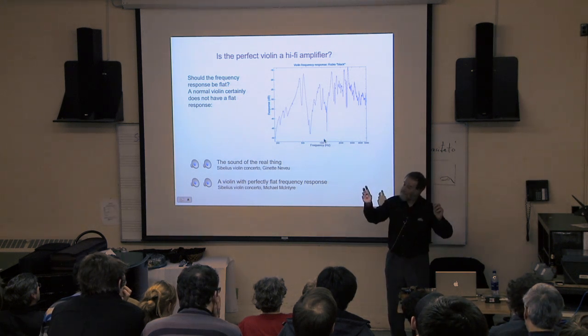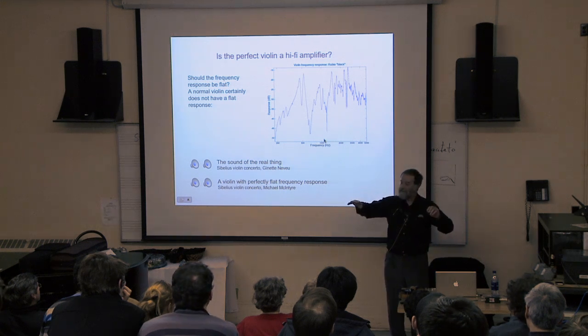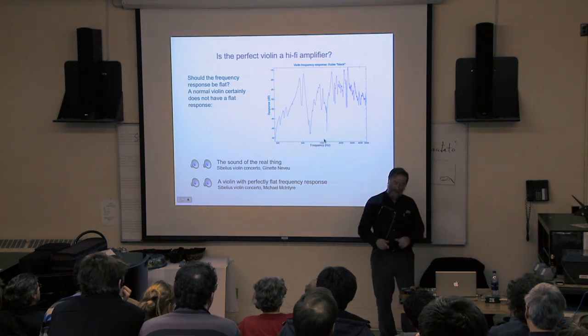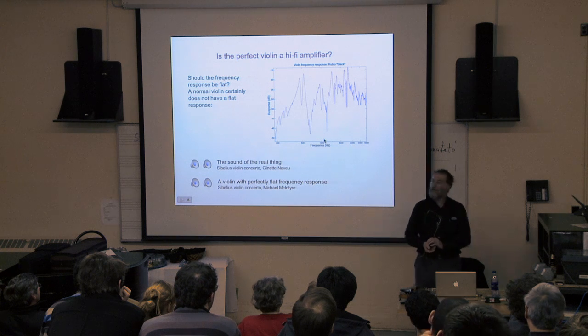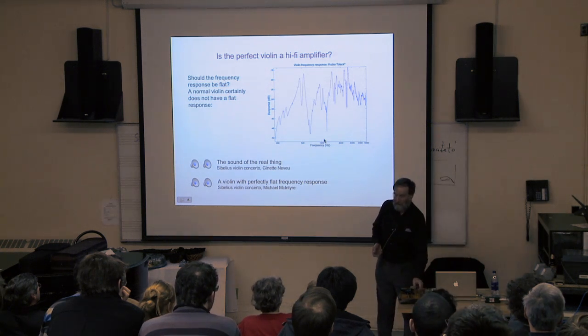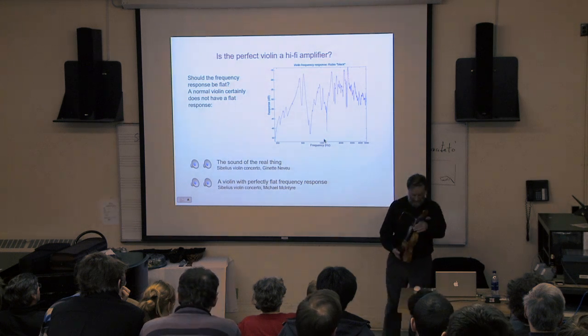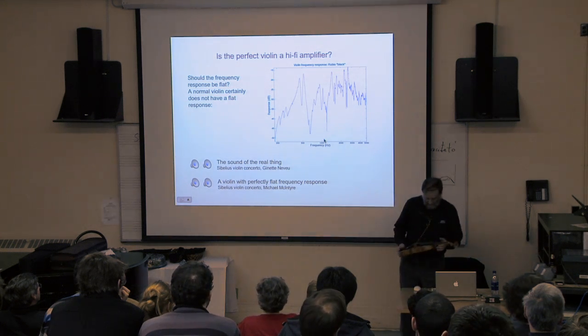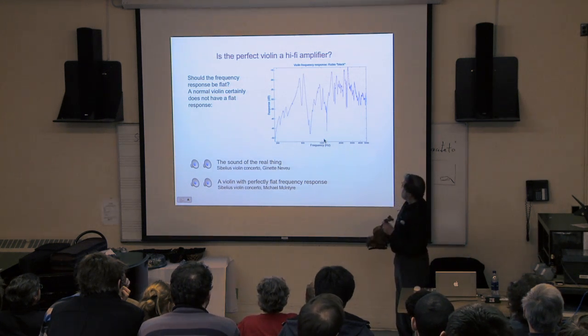It amplifies all frequencies the same amount, so that it doesn't distort the sound you put in. So everyone knows that a perfect amplifier is something whose frequency response is flat. It doesn't interfere with the sound. Now, is that what they really wanted to do for the violin? Would the perfect violin be one with a flat response? It's not an unreasonable question to ask. Real violins certainly don't have flat response.